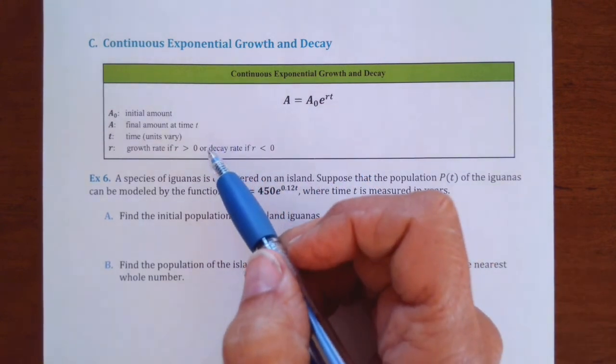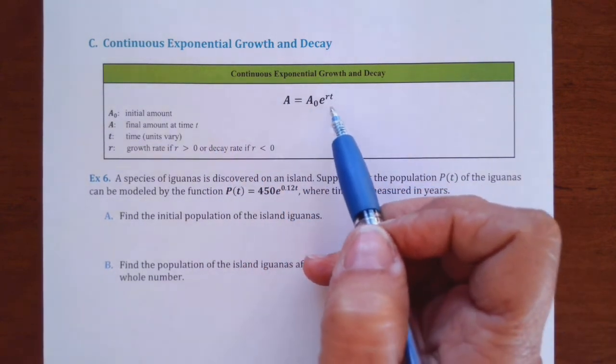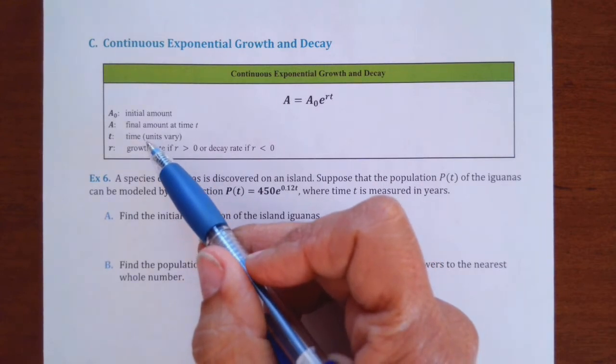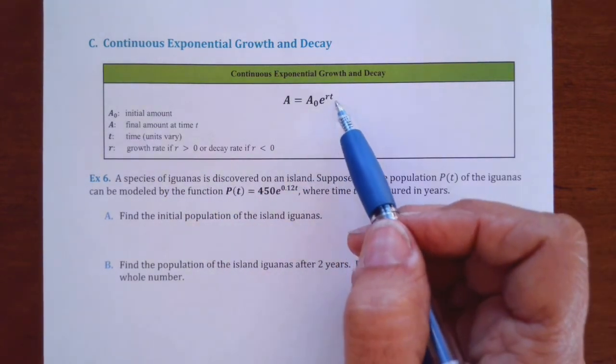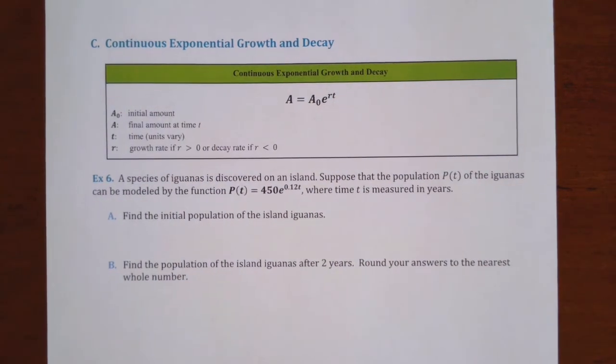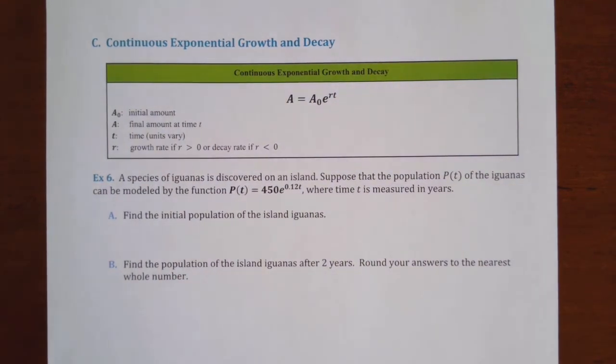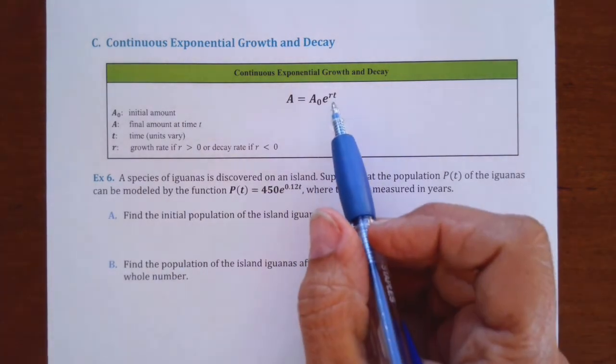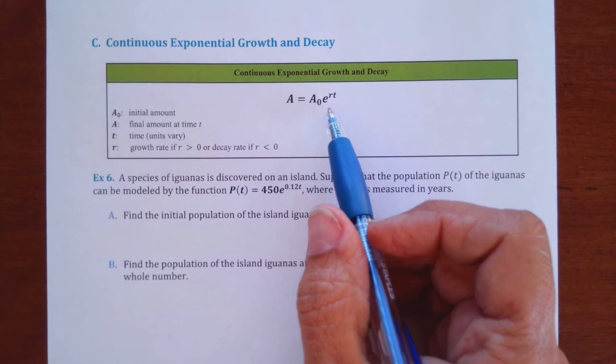The only difference with this is that the time doesn't have to be in years. Remember from before, in any money problem you have to do the time in years, but for other things going on in the world, you can use hours, you can use minutes, you can use whatever the time is in the problem.